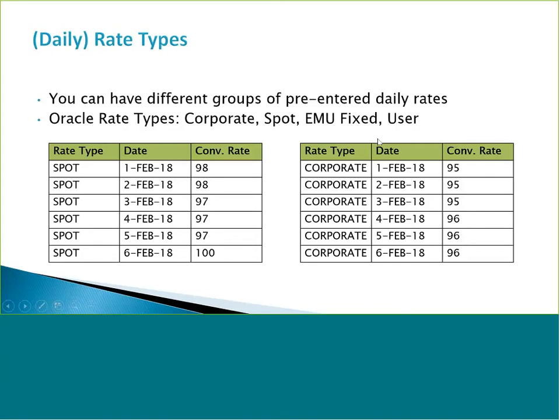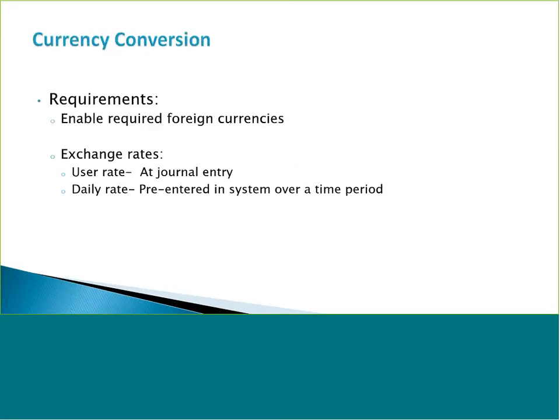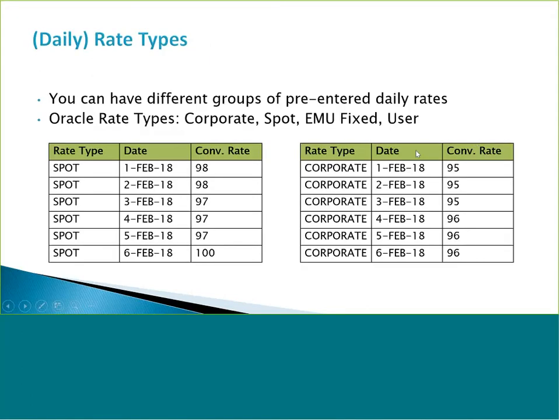Now, the EMU fixed rate type and the user are special. This user rate type is the same one that I talked about when we said that you can enter the user rate at journal entry. However, the difference between corporate and spot, and EMU fixed and user, which I said are special, is that you can't enter custom exchange rates against these two rate types.